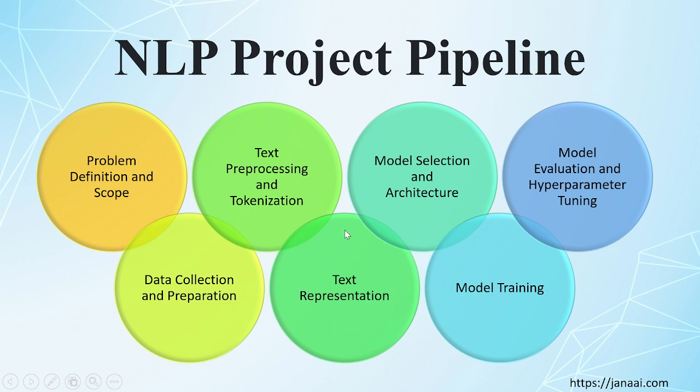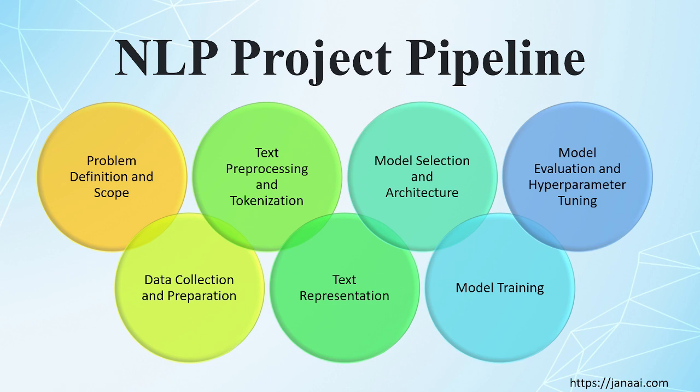Once your data has been prepared, then we'll select the model. There are different types of machine learning models as well as deep learning models. Then we'll select based on our use cases, what use cases we have identified. Based on these use cases, we'll select the model and model architecture also. Once the model has been selected, we'll train the model. Once the model has been trained on the training data, we'll evaluate the model based on the testing data set.